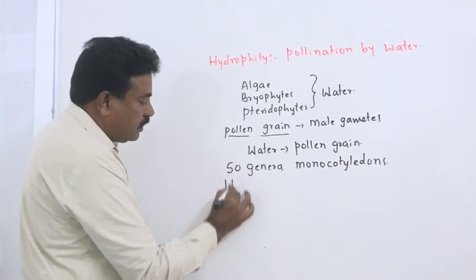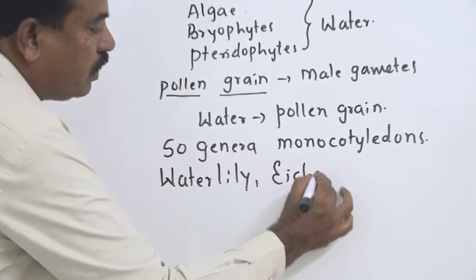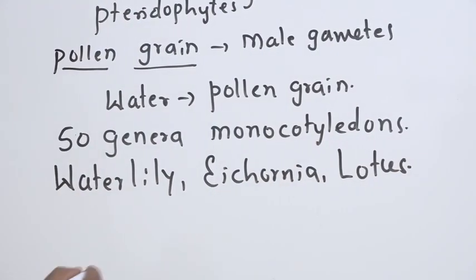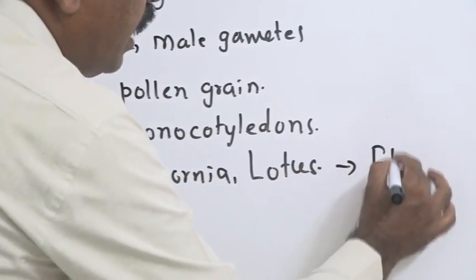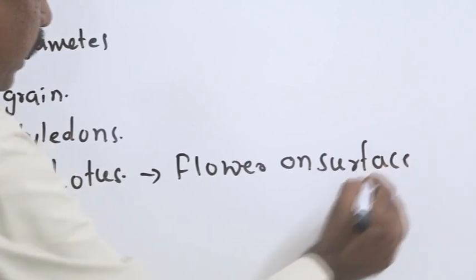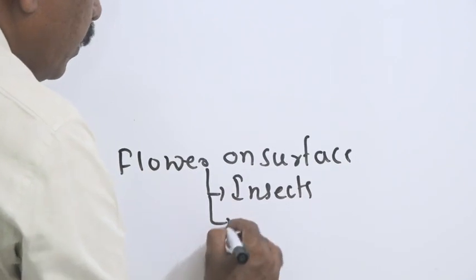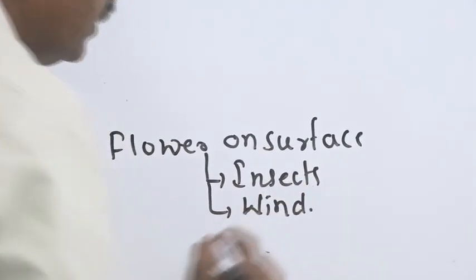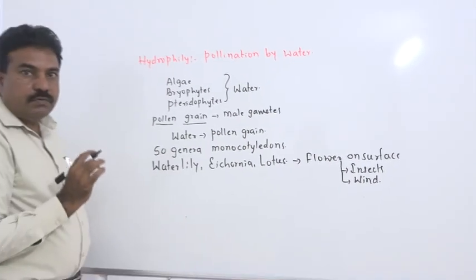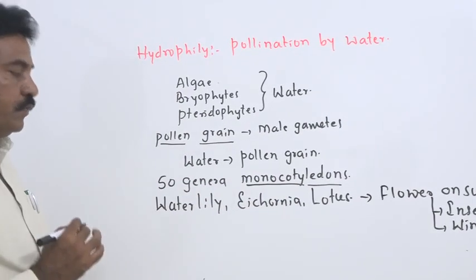Suppose you take the water lily, then Eichhornia, we call it water hyacinth, lotus. These are the dicotyledon members. They have flowers on the surface, and they mainly pollinate by either insects or by wind, where hydrophily is absent. Therefore, only 50 genera in the world, mainly including monocotyledons, show hydrophily.